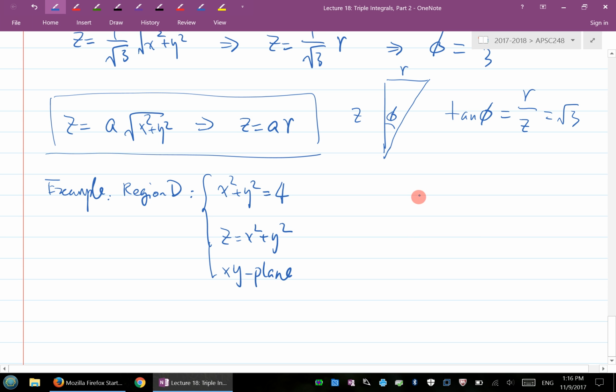So try to sketch this first. Try to sketch this. See if you can imagine what type of region we're talking about here.